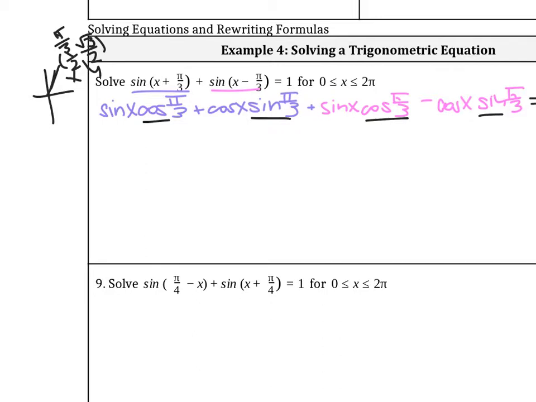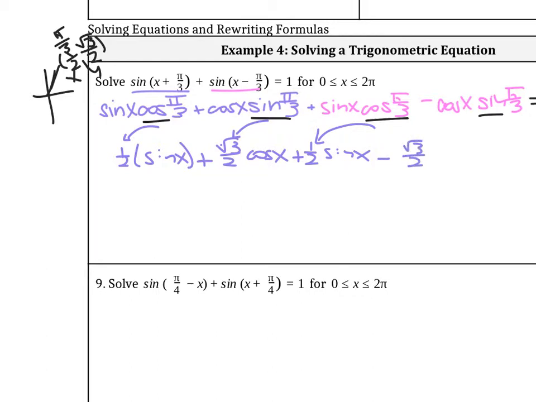Sine of x times what is cosine of pi over 3? Well, I actually want to write the cosine of pi over 3 first. Cosine of pi over 3 is 1/2, and then we write our sine of x, plus sine of pi over 3, which is root 3 over 2, times cosine of x. Then let's do the rest. Cosine of pi over 3, we already know, is 1/2 times sine of x. Again, we're just bringing these values to the front. And then minus sine of pi over 3, which is root 3 over 2, times cosine of x, and that all equals 1.